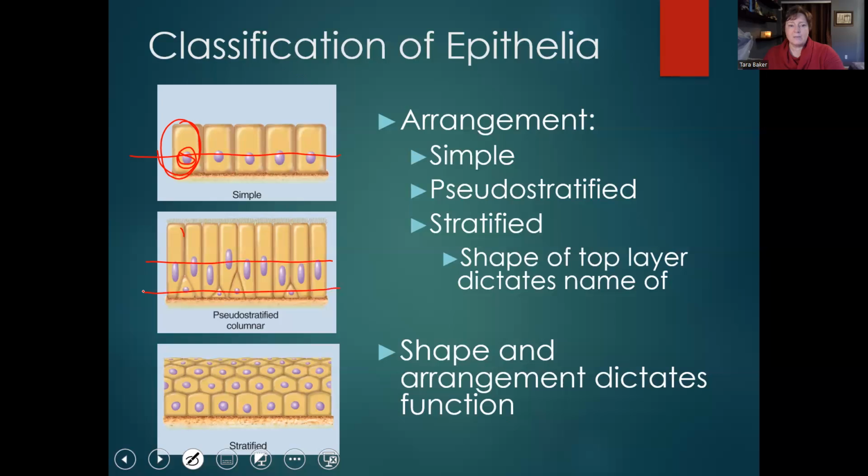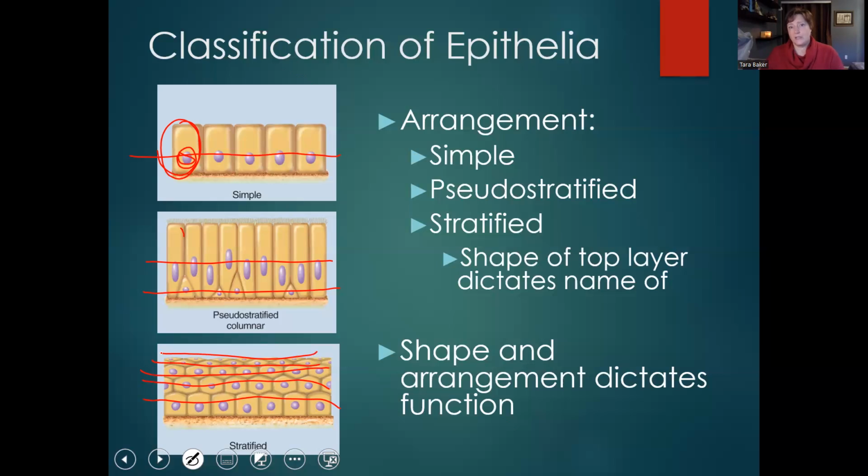Stratified in this bottom picture, we can draw a line through here, a line through here, a line through here, a line through here, and then there's even a top layer up here. So there are 5 layers in that bottom picture, 5 layers of cells. So that's called stratified. The shape of the cells at the top in that bottom picture are squamous. The shapes at the bottom are cuboidal.